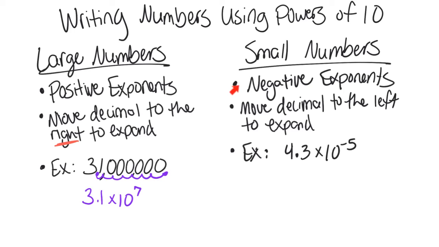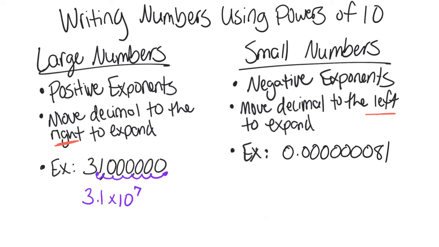Okay, now how to do this with small numbers. They're going to have negative exponents, and you would move the decimal to the left to expand those out. So for example, if I have 4.3 times 10 to the negative 5th, I would write my 4.3, and then I would move my decimal to the left 5 places. I would put my decimal point there, and then I'd fill in those spots with zeros, and I would rewrite this nice and clean as 0.000043.